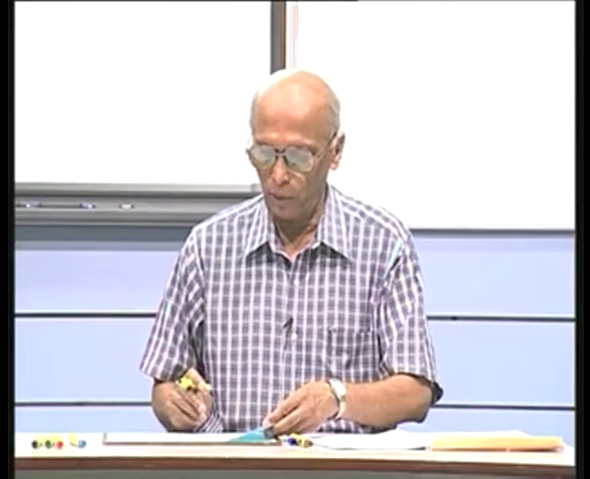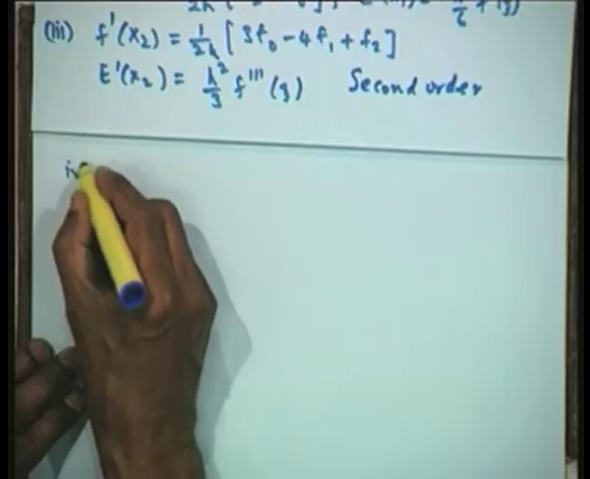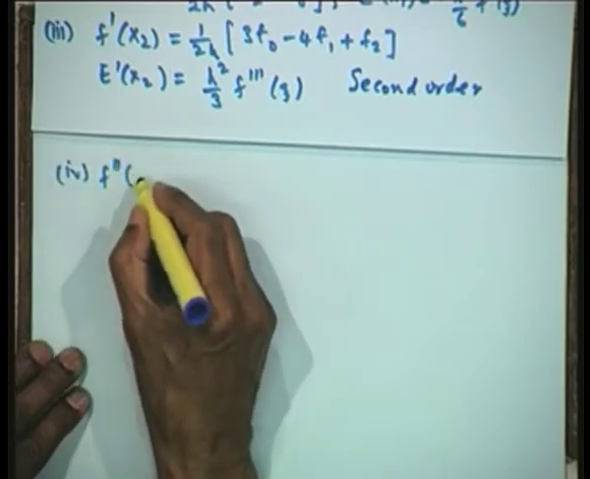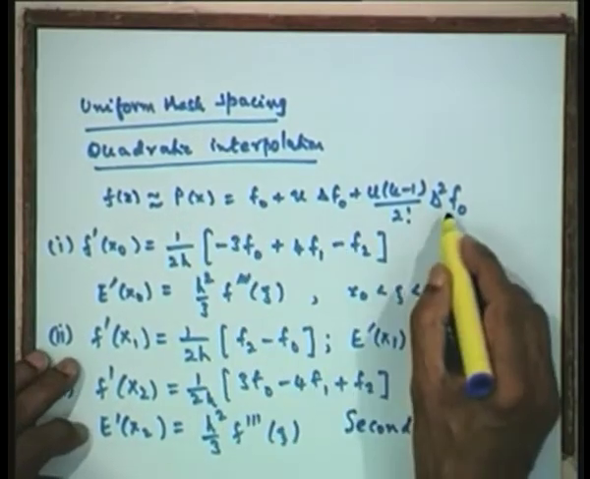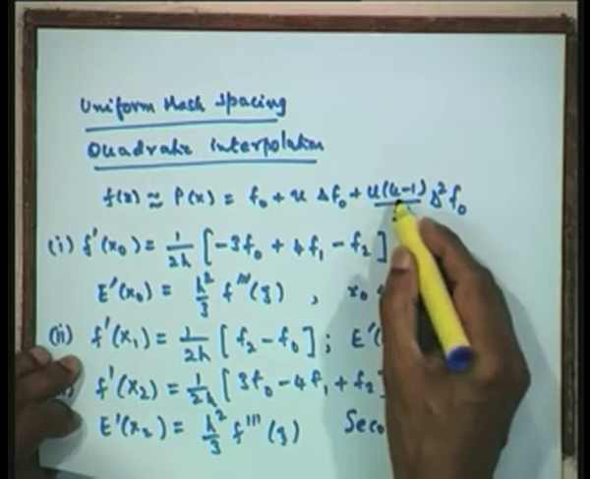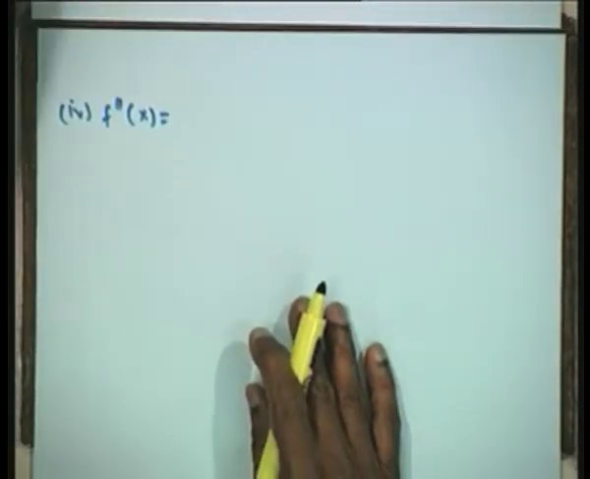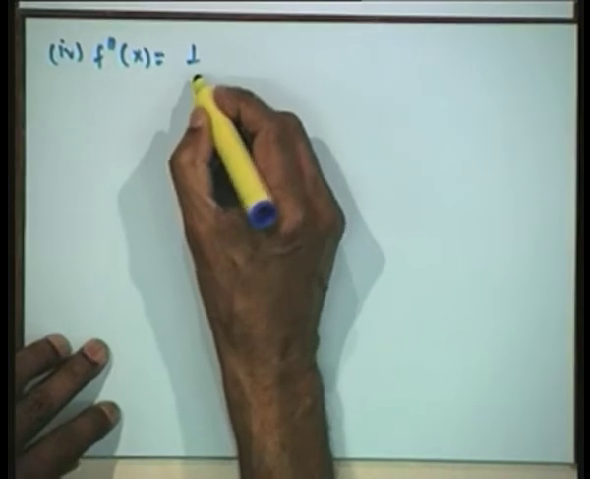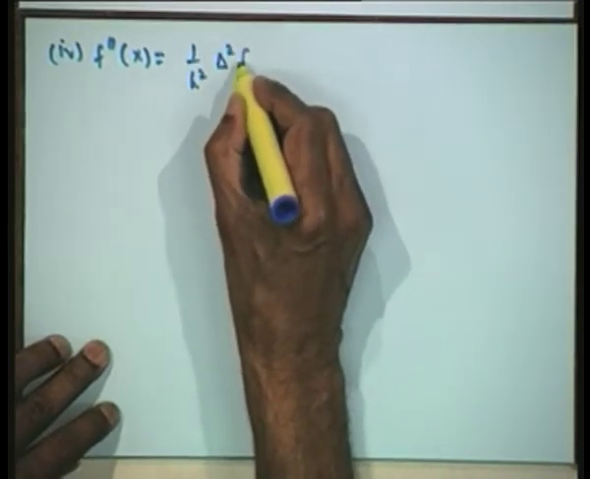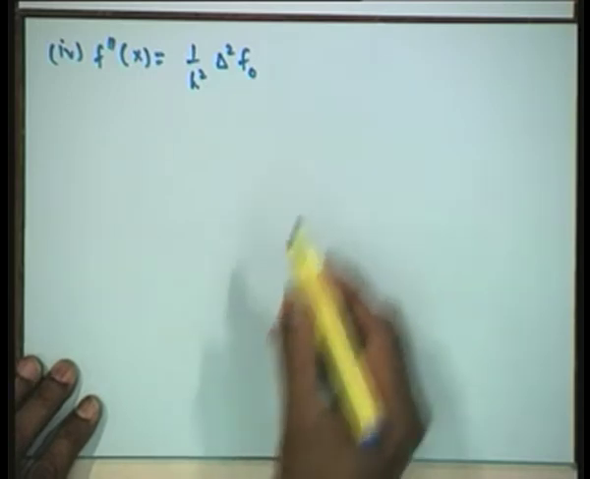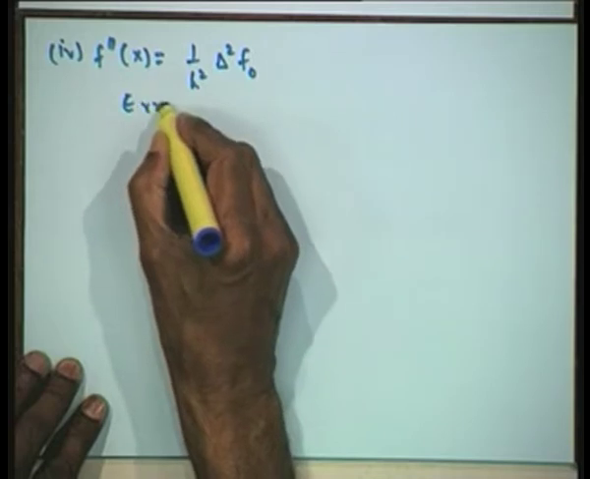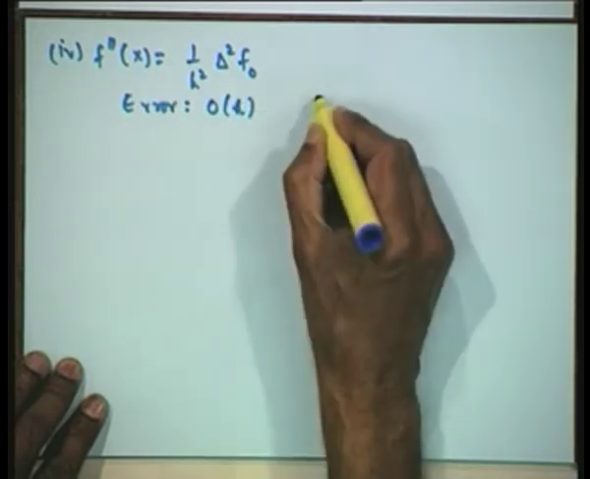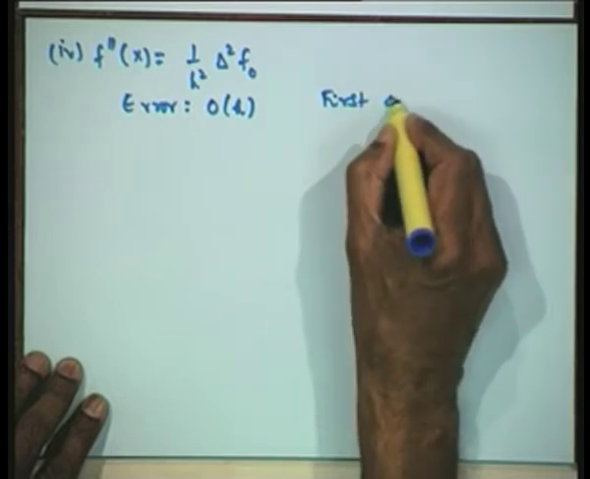Now, we can use the same formula to get the second derivative also. The fourth formula that we obtained was for the second derivative f double dash of x. Since we started with quadratic interpolation, that is a polynomial of degree 2 in u, the second derivative will give a constant. Therefore, f double dash x was derived as simply 1 upon h squared delta squared of f0. We have shown that the error is of order h, therefore this can be only a first order formula.